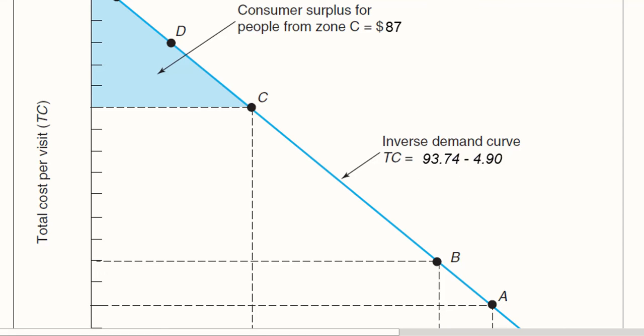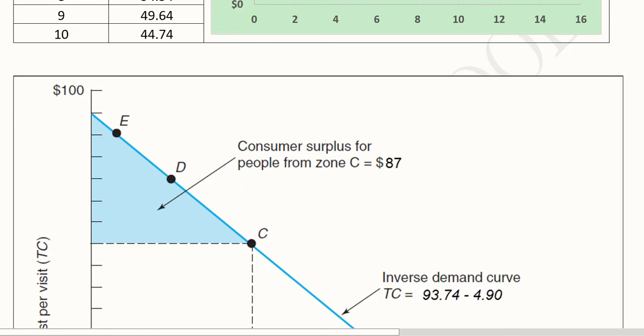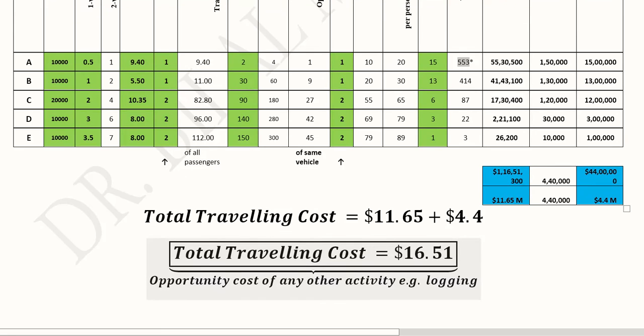This was the equation that we developed by using the regression. There should be V over here, 4.90 V. Apology for this typographic omission. Then we have consumer surplus for people from zone C, and that will be 87. This is basically the height of this triangle and the base multiplied and then divide by 2. So we can come here and see how this is done.